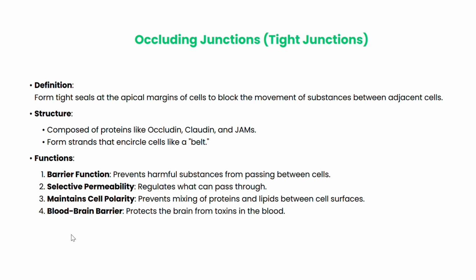Tight junctions serve several important functions. They act as a barrier, preventing harmful substances from leaking between the cells, such as in the lining of your intestine. They regulate selective permeability, allowing only certain molecules, like nutrients, to pass. Tight junctions help maintain cell polarity, meaning the top and bottom part of the cell stay distinct in their function. A major role of tight junctions is seen in the blood brain barrier, which keeps harmful chemicals in the blood from entering the brain.